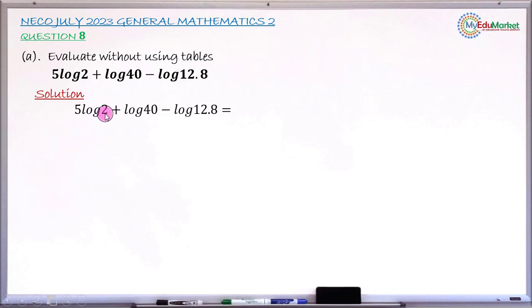So what you do first, for the first term 5 log 2, you apply the power law, so this becomes a power to the base 2. Similarly, you change this 12.8 to a fraction. So you now have log of 2 raised to the power of 5. It is this 5 multiplicative factor that becomes the power of the base 2, plus log 40, which I just copied. Then instead of log 12.8, I change 12.8 to a fraction.